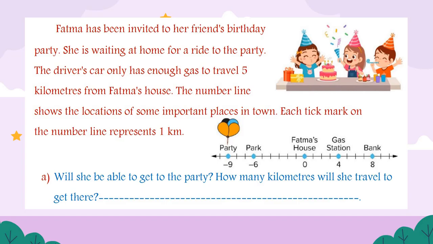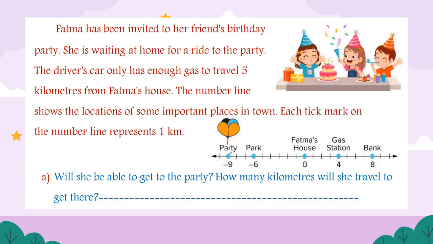I have here this problem. Let's read. Okay. Fatima has been invited to her friend's birthday party. She is waiting at home for a ride to the party. The driver only has enough gas to travel 5 kilometers from Fatima's house. The number line shows the locations of some important places in town. Each tick mark on the number line represents 1 kilometer. So again, this is Fatima's house, which is on the 0.